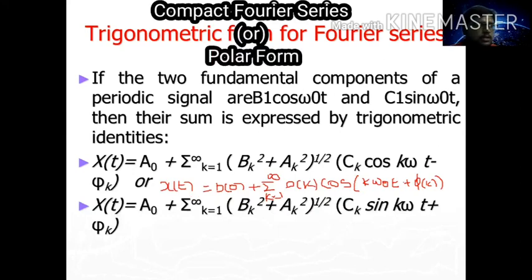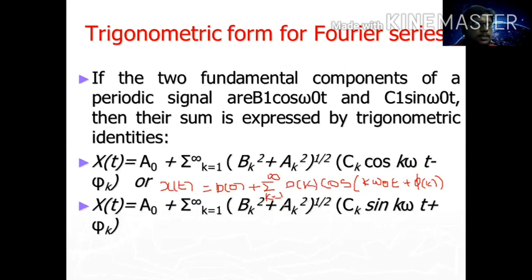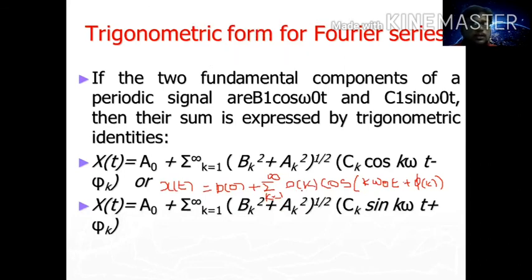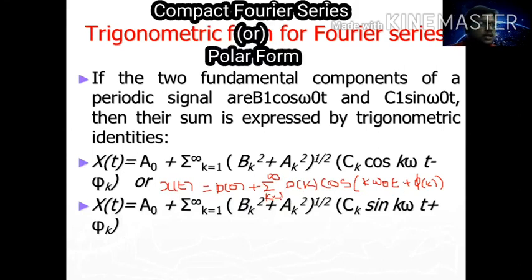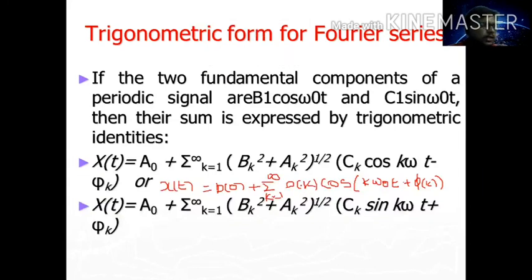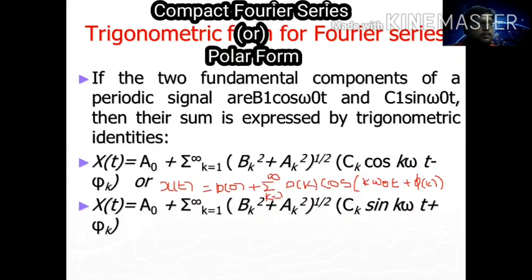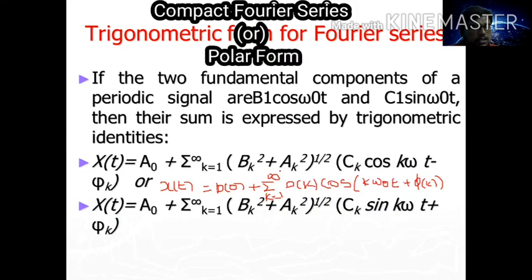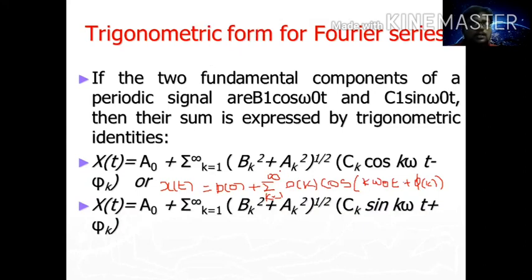That is x of t, which is equal to D of 0 plus the summation from k equal to 1 to infinity. Here you substitute D of k cos of k omega naught t plus phi k. Actually, the formula is k equal to 0 to infinity only, so you bring D of 0 outside of the summation. Inside you start from 1 to infinity, D of k cos of k omega naught t plus phi of k. So it is called the compact Fourier series, trigonometric Fourier series, or polar Fourier series.